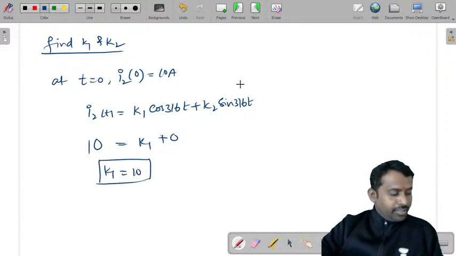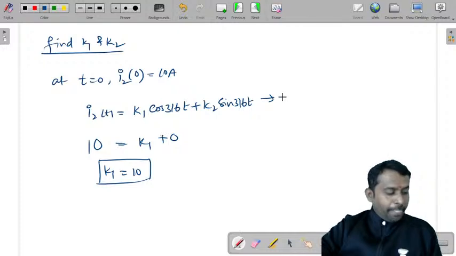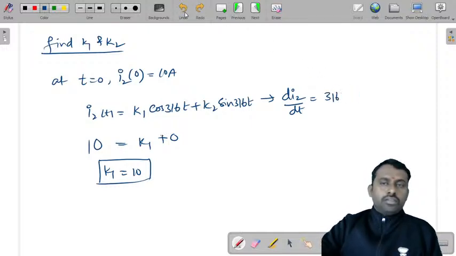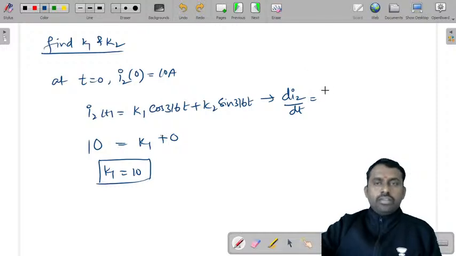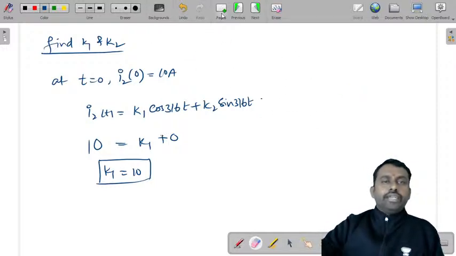Next, at t is equal to 0, you can differentiate this equation. If you differentiate this equation, you'll get di2 by dt is equal to 316 K1, K1 is a constant value, cos, minus sin. Let's try to take this and differentiate it once again. So I'll take this in the next slide.